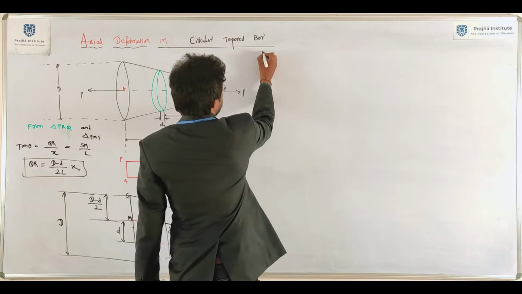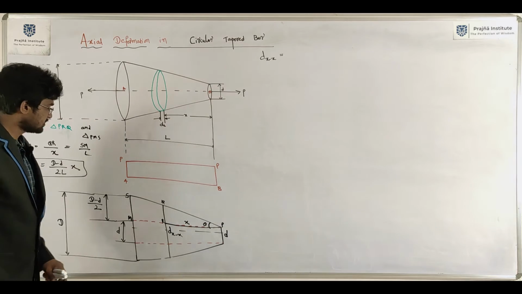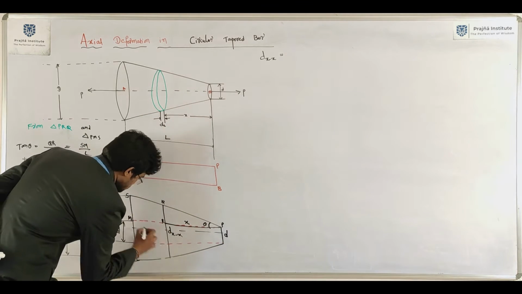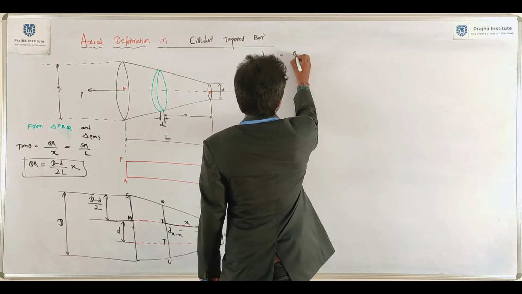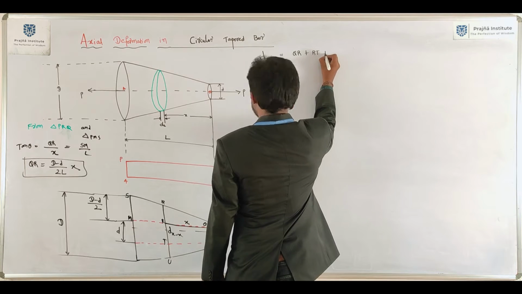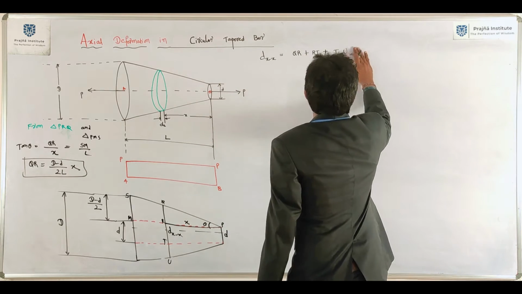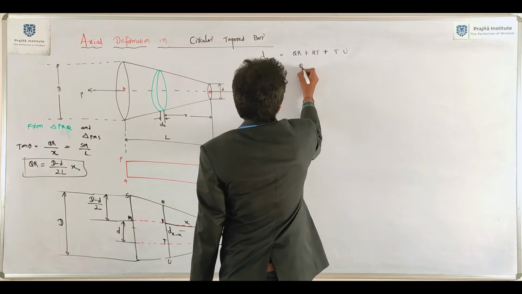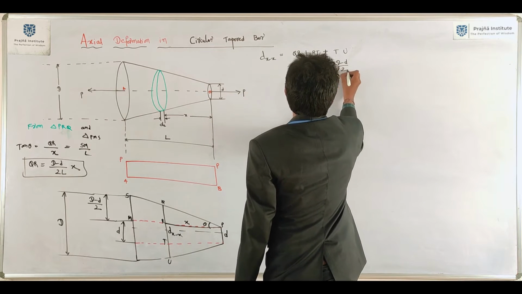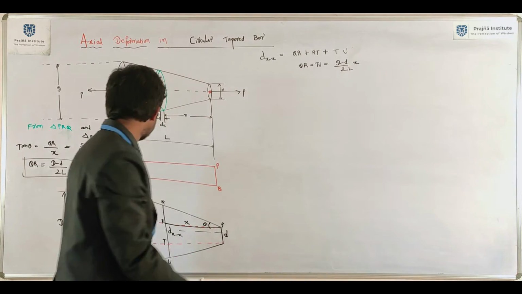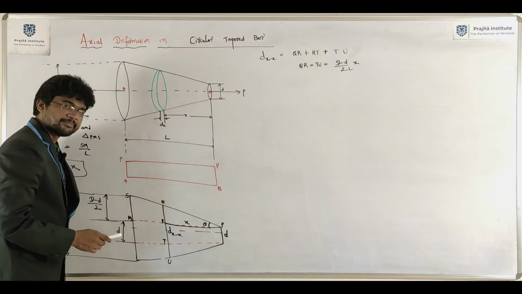Now here, dx is nothing but dxx. Dxx is nothing but, tell me, QR plus RT plus TU. Here QR equals TU, which equals (D minus d) by 2L into X. Correct? (D minus d) by 2L into X. This and this are the same, this and this are the same. Okay?